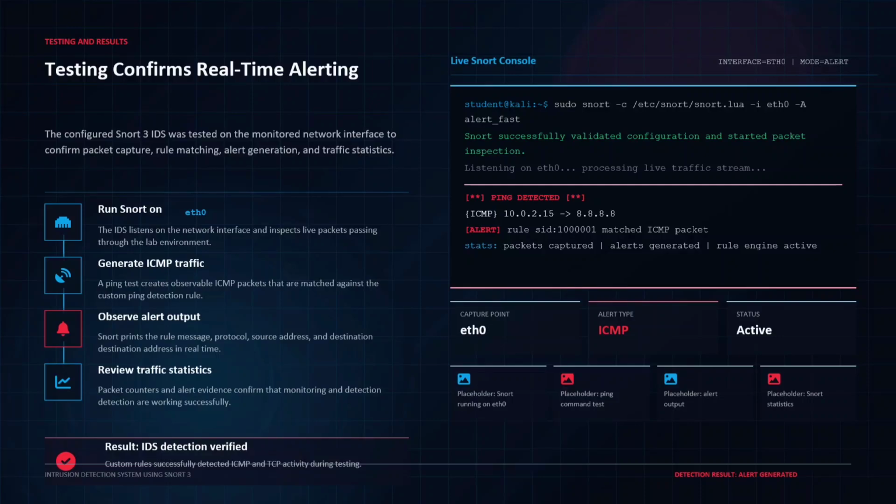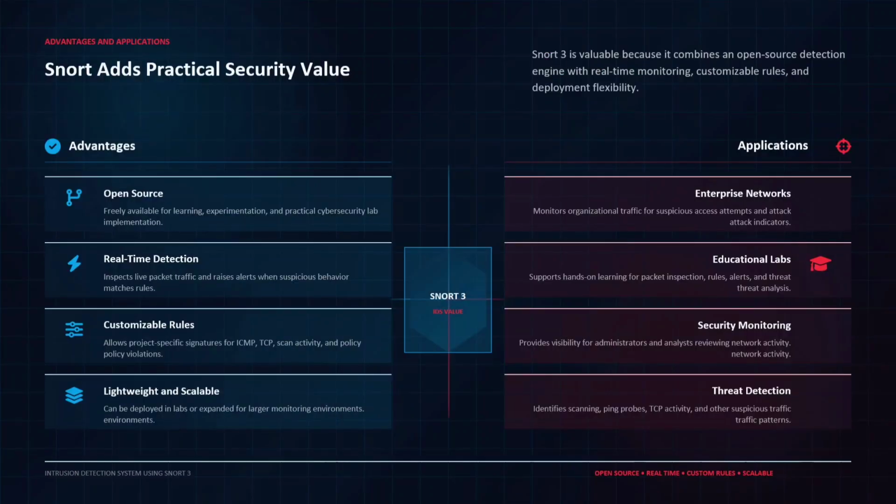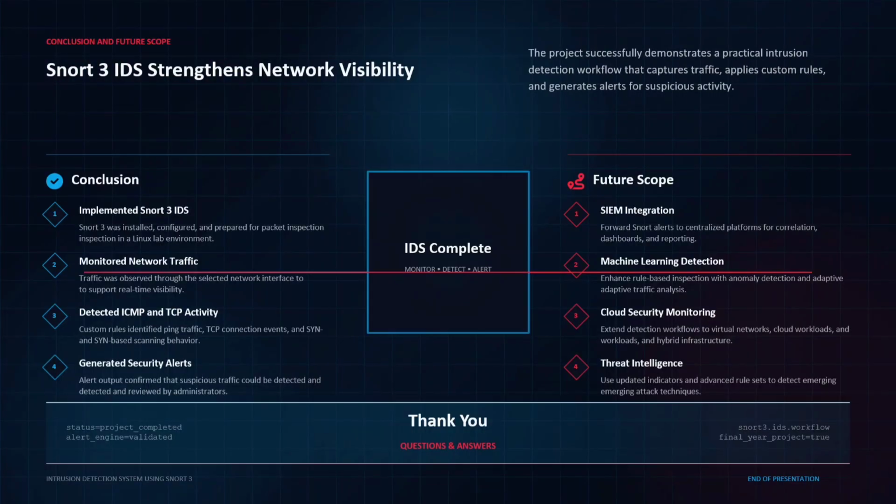So let us go to our final part, which is the conclusion. Implement Snort 3 IDS: Snort 3 was installed, configured, and prepared for packet inspection in a Kali Linux lab environment. Monitor network traffic: traffic was observed through a selected network interface to support real-time visibility. Detected ICMP and TCP activity: custom rules identify TCP connection events and SYN-based scanning behavior.